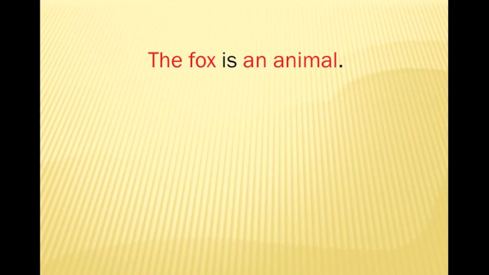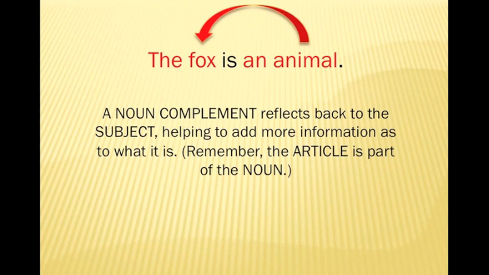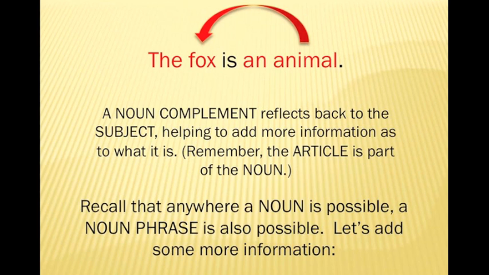Now we've changed it to a noun. In this case, we've created a noun complement. "An animal" is reflecting back to the subject, the fox, and it helps to add more information as to what it is. And remember, the article "an" in front of "animal" would be considered part of the noun. This would be sort of a noun phrase, or a complement phrase, if you will. Recall that anywhere a noun is possible, a noun phrase is also possible.